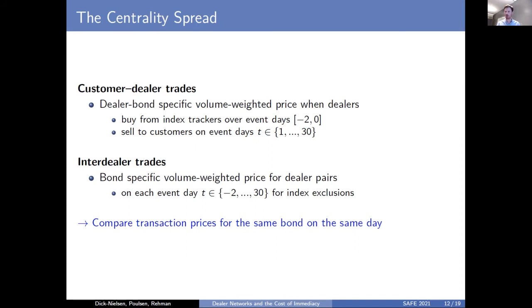This period roughly corresponds to the time it takes for dealers to unwind a large fraction of their inventory buildup. Importantly, in all of our regressions, we have interacted bond times day fixed effects, such that we compare transaction prices for the same bond on the same day.